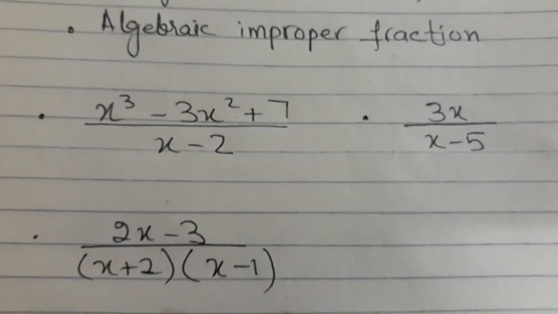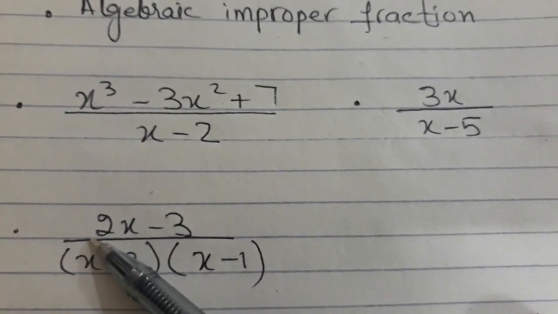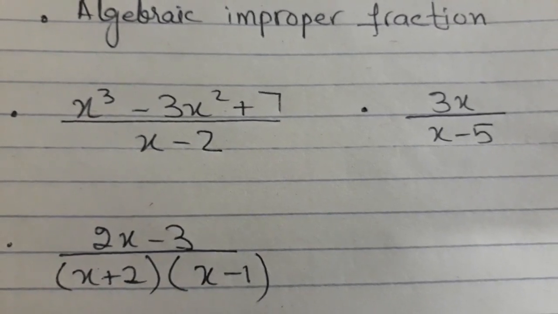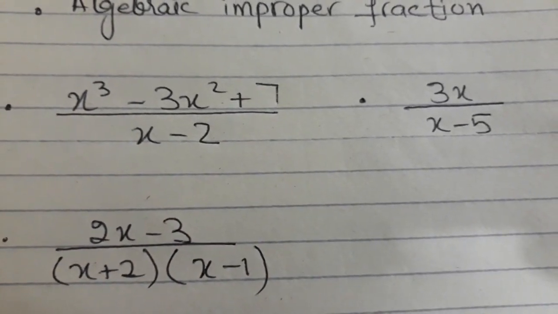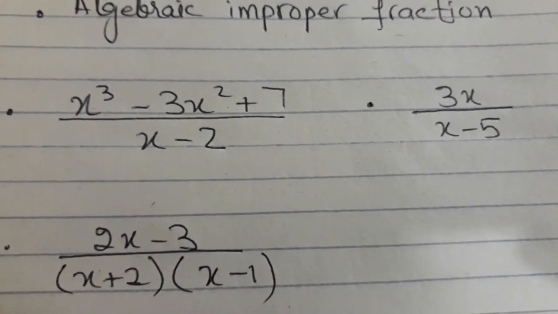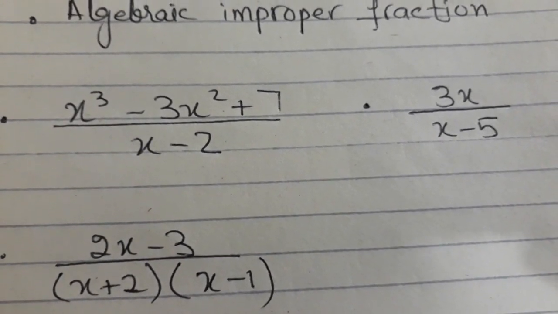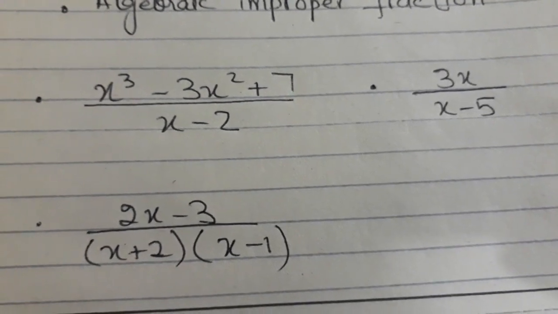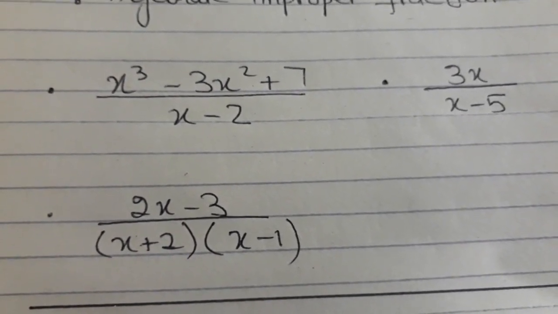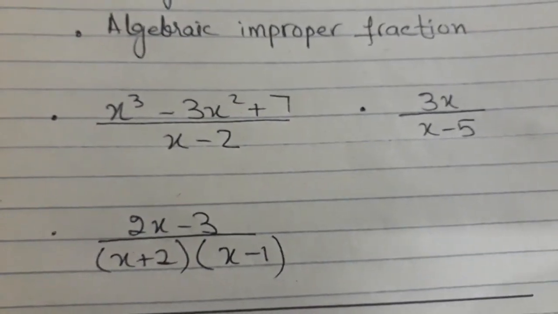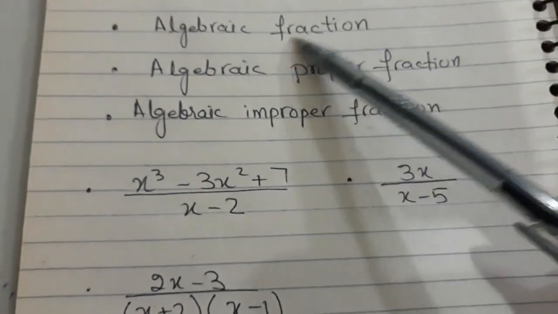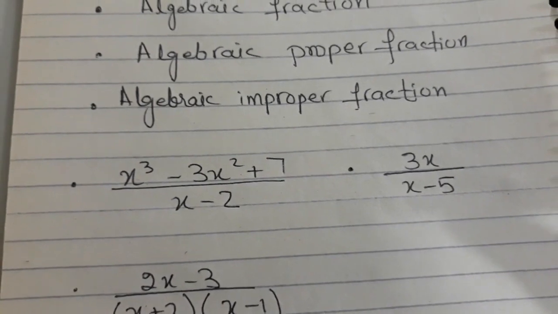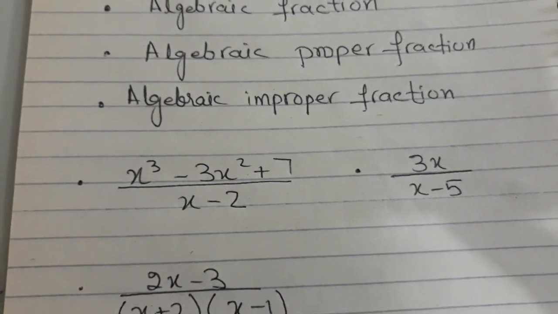Now let's see this example. Here the highest degree in the numerator is 1. If you multiply x by x, it will be x square, so the degree of the polynomial in the denominator is 2. The numerator degree is smaller than the denominator degree, so this is an example of a proper algebraic fraction. So now we know the meaning of the three terms: algebraic fraction, algebraic proper fraction, and algebraic improper fraction. Now what is partial fraction?